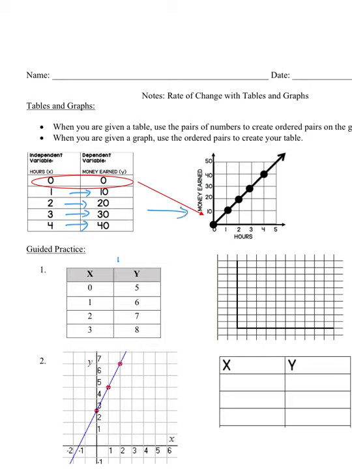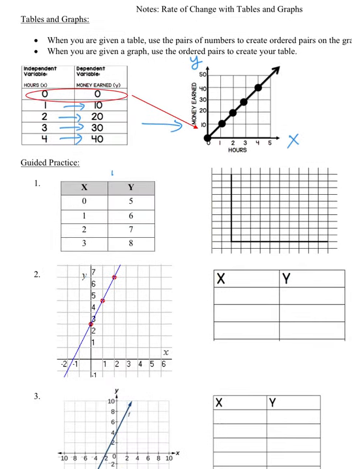So remember hours is the x-axis, horizontal, and then money earned is the dependent variable, which is the y-axis. Okay, and then we're going to start to practice. You are given a table for number 1 and you are going to graph them. So this is your x-axis, horizontal, and this is your y-axis, vertical. And at this point right here is 0, 0, which is your origin. And now you always start at your origin.